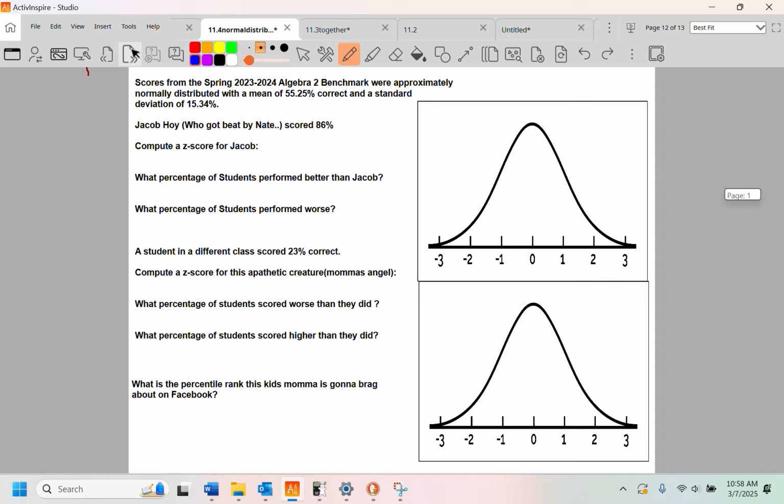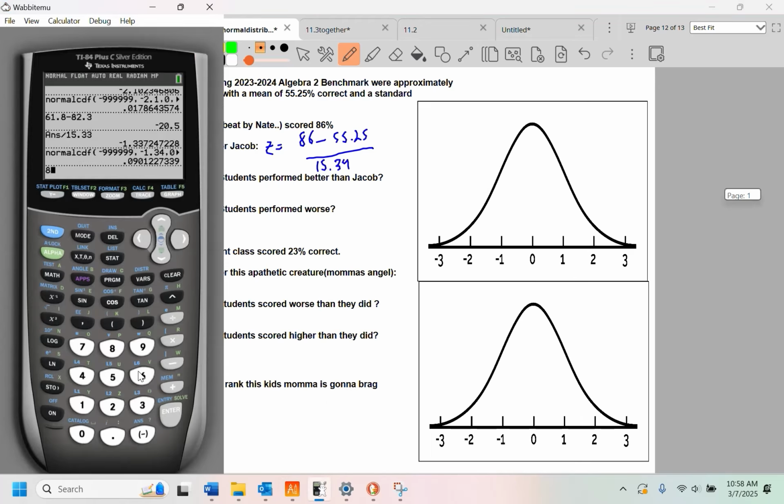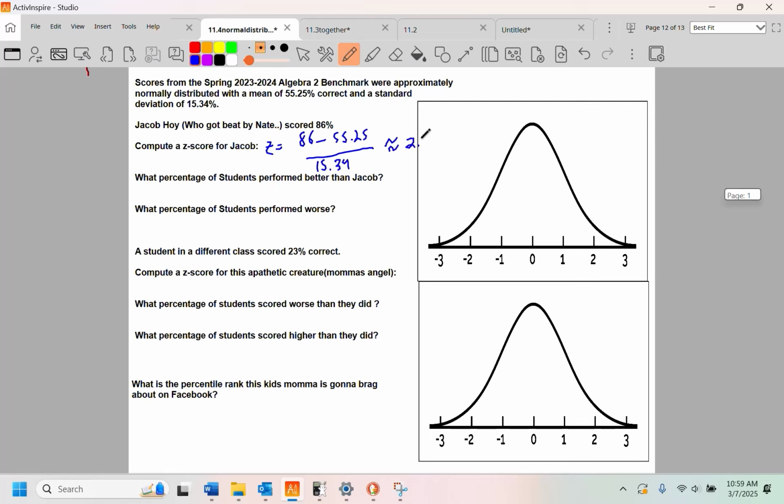All right, so we're going to take Jacob's score of 86. We're going to take away the mean of 55.25. We're going to put that over the standard deviation of 15.34. Now, if you take an old school stats class, they usually only round to the second or third decimal place. So if you're wondering why is Milbrath only rounding to 2 decimal places, because that's how they do it old school stats. Sometimes they go 3. But I get a z-score of about 2.004. Let's say 2.005 if I round.